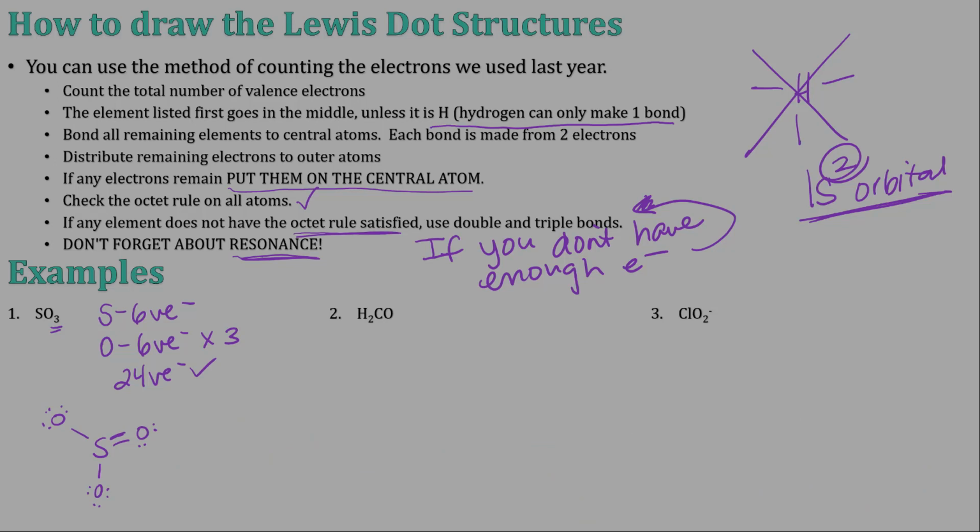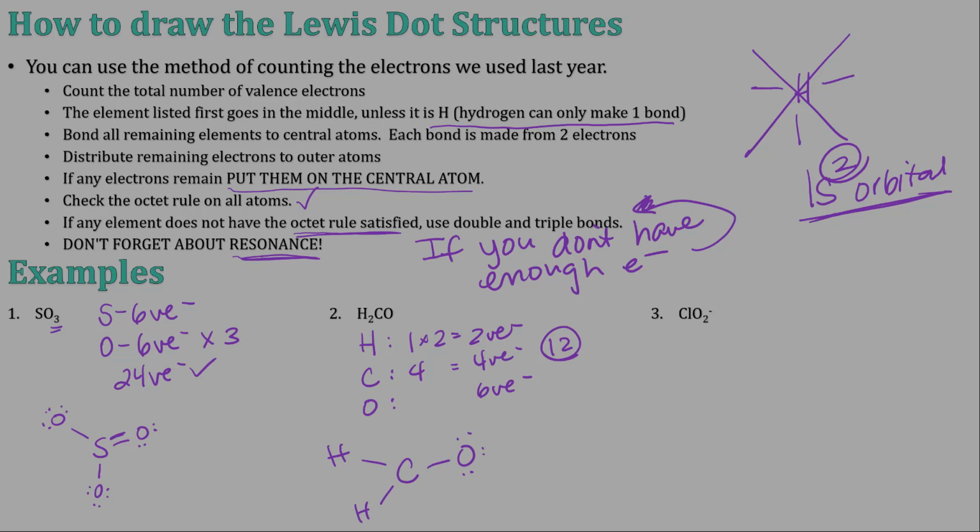All right, so what about H2CO? Hydrogen has 1 valence electron, and there's 2 of them, so that means I've got 2 valence electrons. Carbon has 4. Oxygen has 6. So that would be 12 valence electrons total. Now I can't put hydrogen in the middle because it only has that 1s orbital, but I can put carbon. That's 6 valence electrons, 8, 10, 12. I went to the outer atoms first. Now I'm going to check my octet.